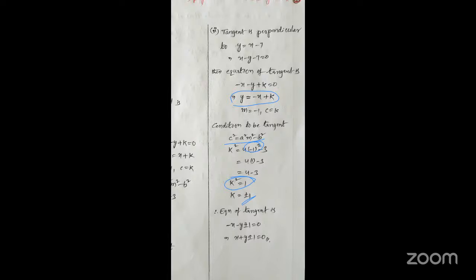So the equation of tangent is minus x minus y plus or minus 1 equal to 0, which can be written as x plus y plus or minus 1 equal to 0. So this is the solution of the given equation. Next we will go to the next one.